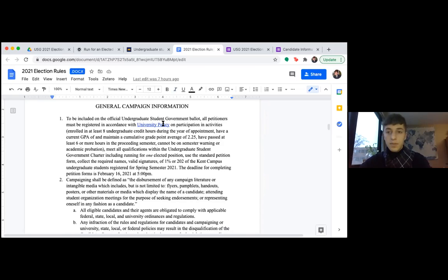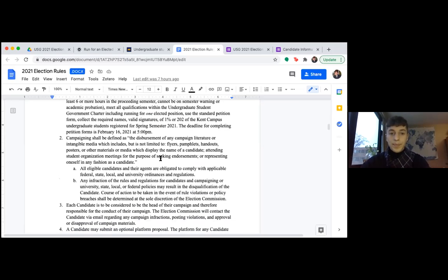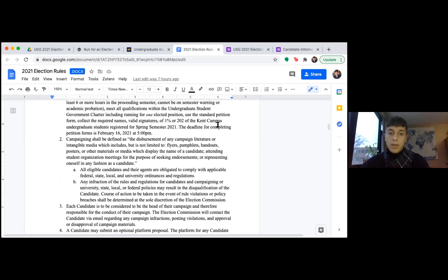First, you do have to meet certain qualifications according to university policy on participation in activities. That means you have to be enrolled in at least 8 undergraduate credit hours during the year of appointment. You need to have a current cumulative GPA of 2.25. You also need to maintain that. And you have to have passed 6 or more hours in the preceding semester. You also cannot be on semester warning or academic probation.